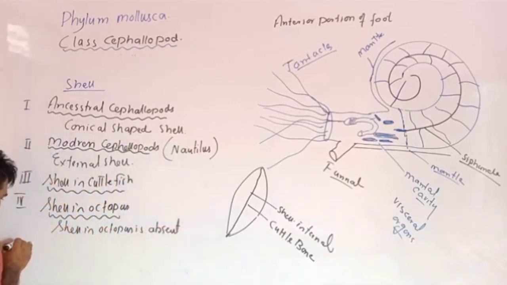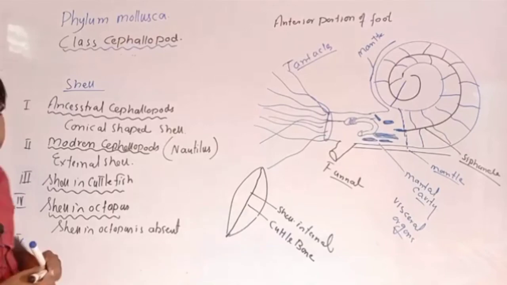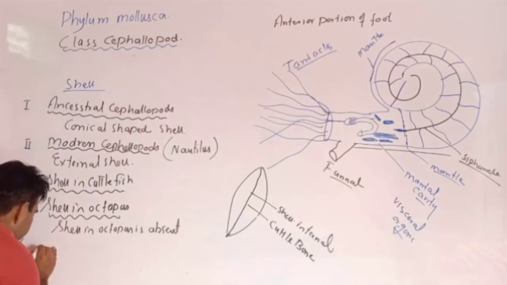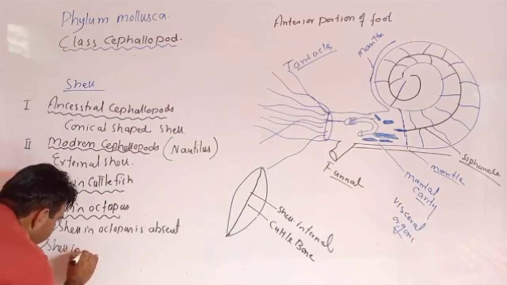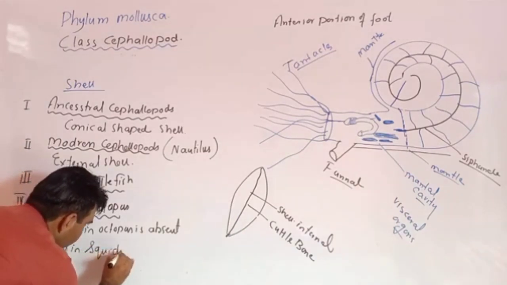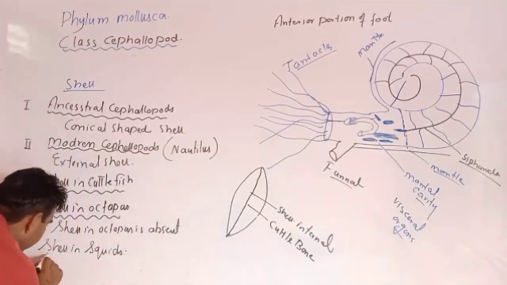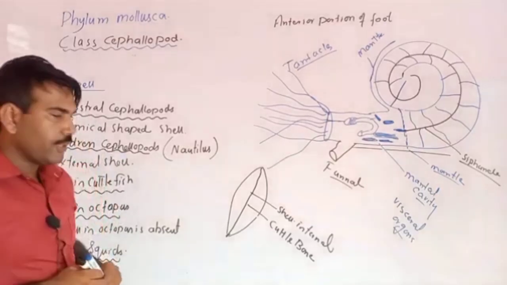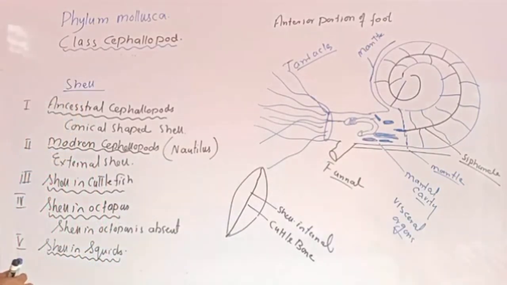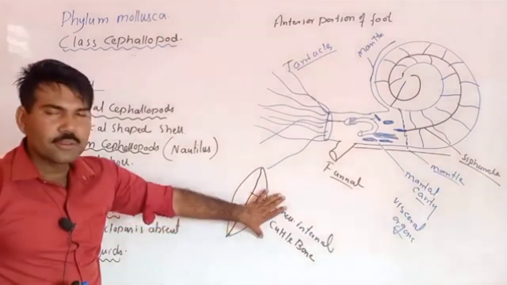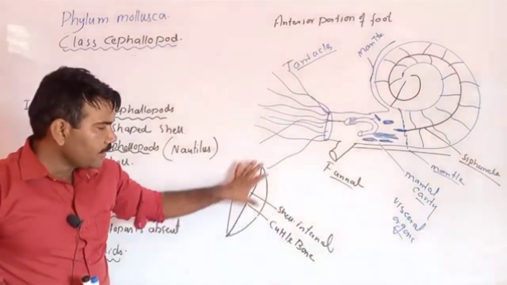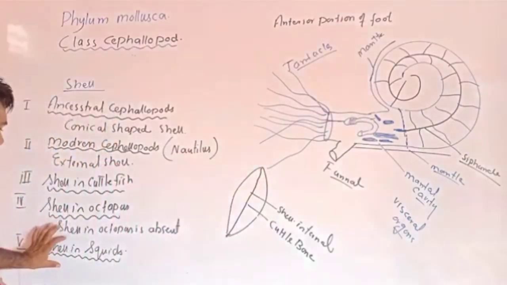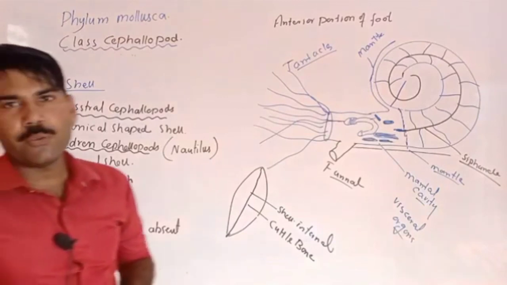So now in the last we will discuss the shell in squids. When we talk about the shell in squid, it also has an internal shell. But one thing which is very important to tell you is that if we talk about the shell in the cuttlefish, then this shell contains the maximum amount of calcium. And if we talk about the shell in the squid, it contains the maximum amount of chitin.